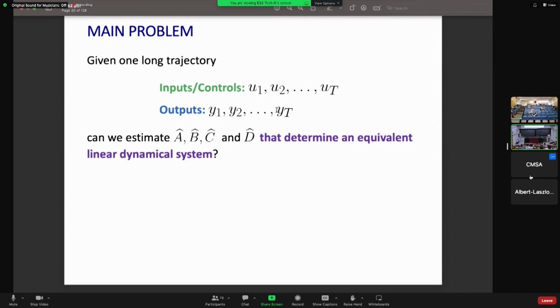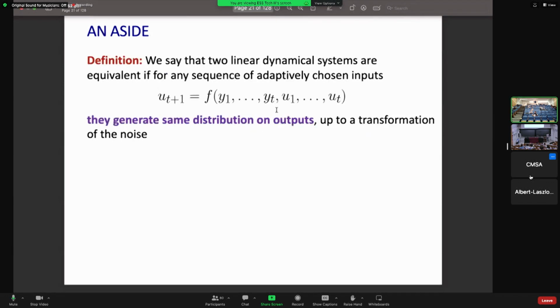I want these new parameters I've estimated, A hat, B hat, C hat, and D hat, to determine a linear dynamical system that is equivalent to my original one. So what do I mean by a linear dynamical system being equivalent? Let's take a brief aside before I introduce the quantitative way that I'll measure parameter distance.